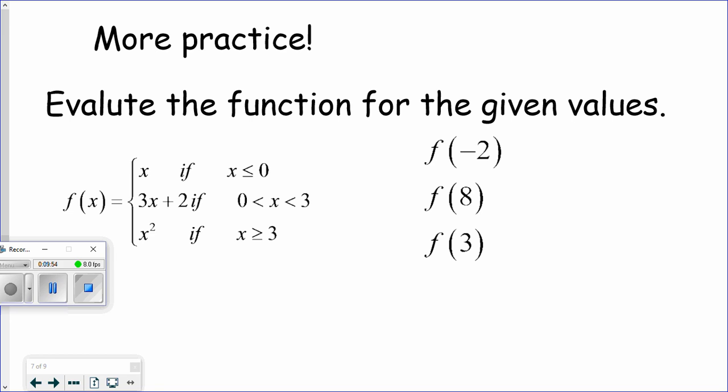First one. Sydney, what do we get? -2, right? We're plugging it into the first equation. First equation is x, which means it doesn't change my answer.